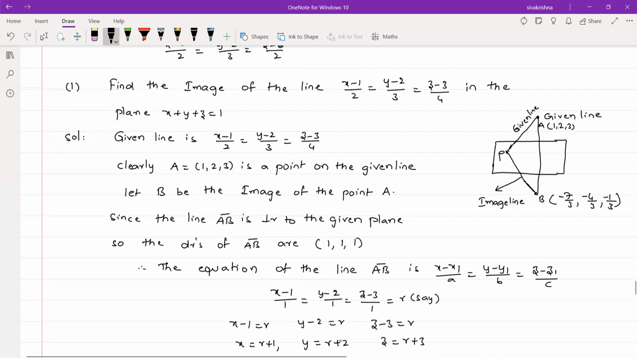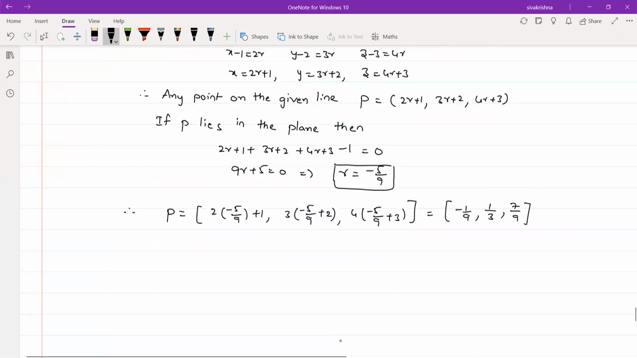Whenever we have found the point p, already we are having point b. So with the help of these 2 points, now I am going to find the equation of the line pb, and that is the required image line for the given line. Okay. So I have found the point b and also the point p. So now I am going to find the equation of the line pb.